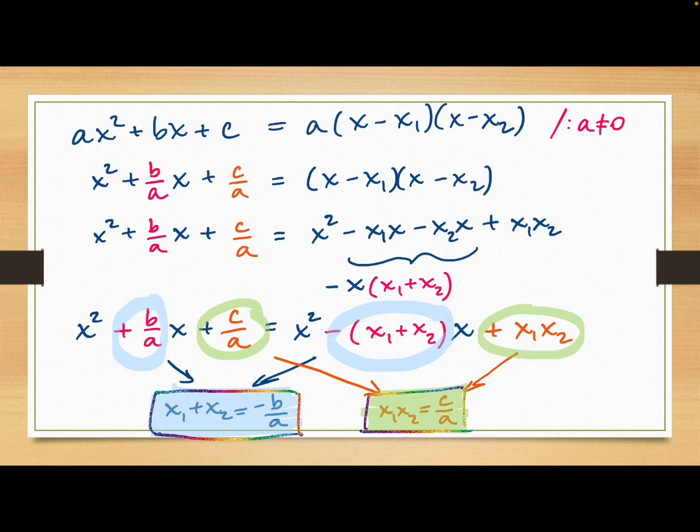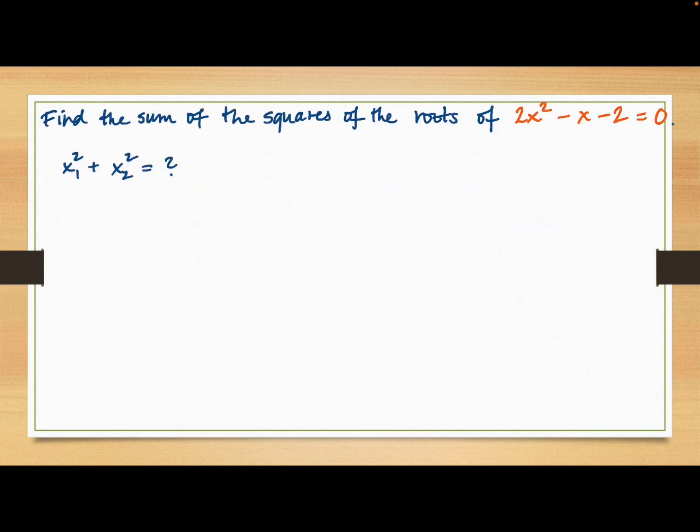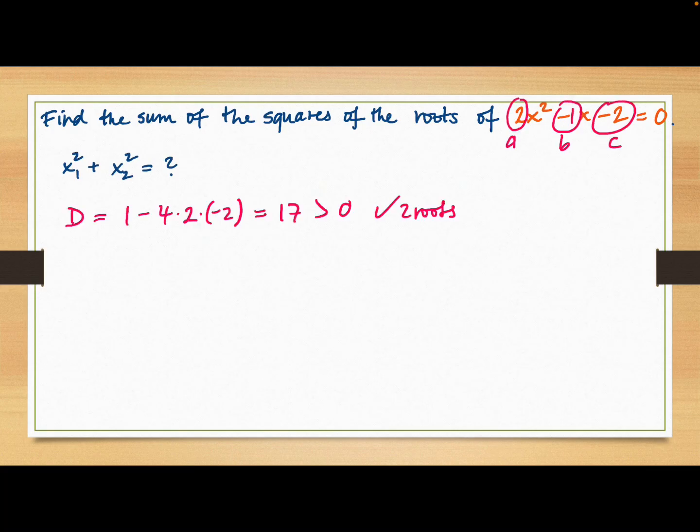Now, how can we apply them? We can, for instance, apply them when we are looking for other combinations of x1 and x2 and not just the sum or the product of the two roots. Let's work out the sum of the squares of the roots to show an example. This is the same equation, 2x squared minus x minus 2 equals 0. Therefore, we have already shown that the discriminant is greater than 0, therefore it has two roots. So we can start working on it.